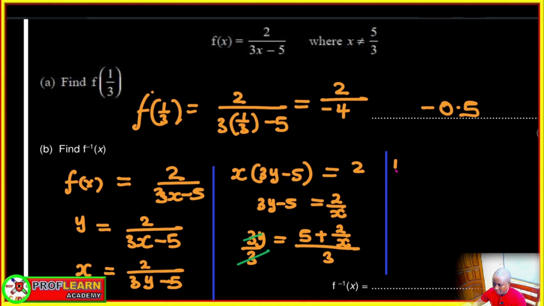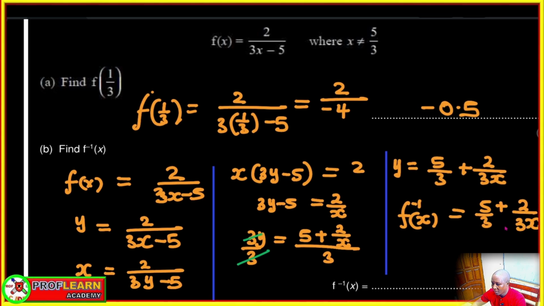Our expression becomes that, which we can say f inverse of x is going to be 5 over 3 plus 2 over 3x. But this can also be written as follows. We can express everything as a fraction over 3x. Still, if you leave your answer like this, or like this, you're going to get the answer correct. Still, you'll get all your marks.